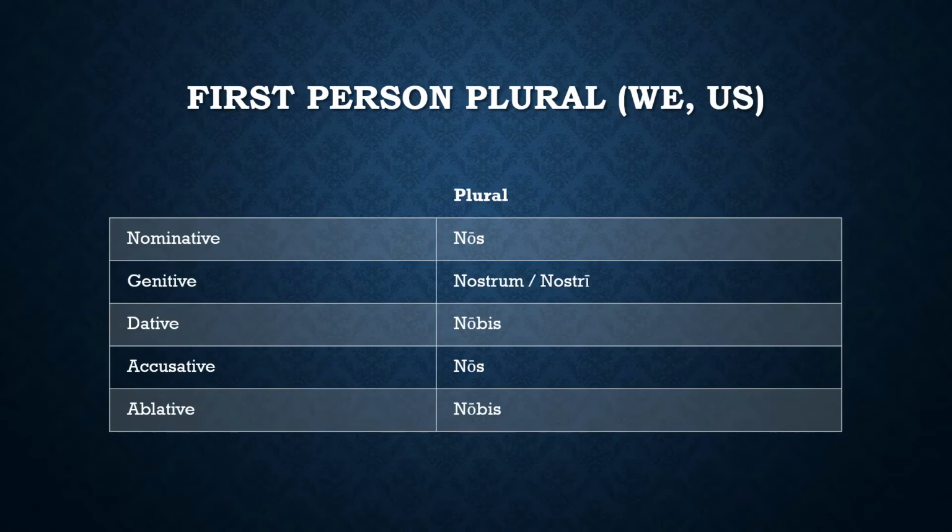For the first person plural, these are the words that we will translate into English as either we or us. For the nominative, we have the form nos, with a long o. You'll notice here that there are two genitive forms, nostrum and nostri. These two words are not interchangeable, and we'll talk a little bit about that later. The dative is nobis. The accusative looks the same as the nominative, nos, and the ablative is going to match up with the dative, nobis.